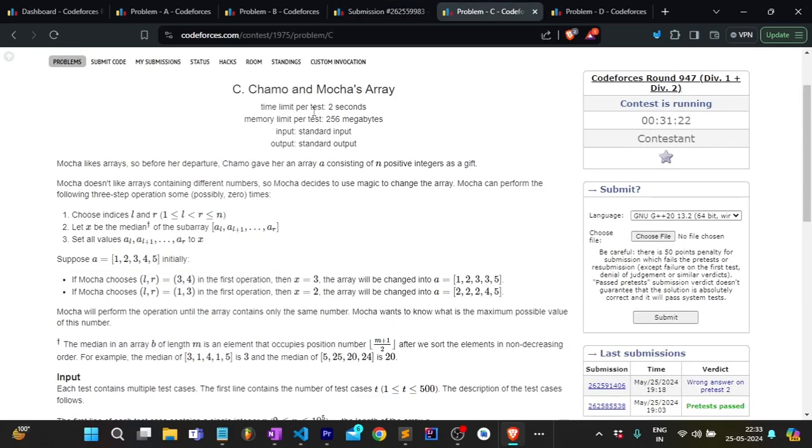Now let's move on to problem C. Problem C is also very easy, just a simpler observation that we have to make here. What is that? Let's talk about that. First of all, let's try to understand the problem statement.